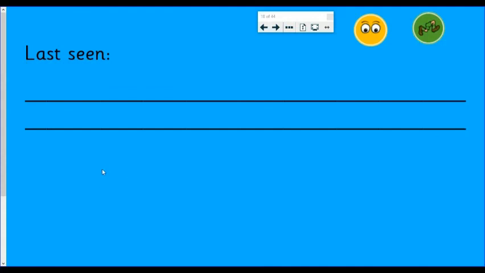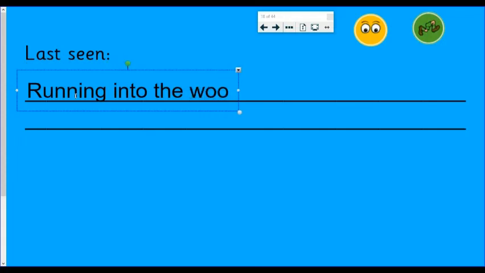I'm going to use my full sentence, so I'm going to start with a capital letter. Running, that's a good verb. Into, tricky word there. And then woods. This uses our short oo sound that we were learning in phonics. Woods. Running into the woods, and I'm going to put a full stop.